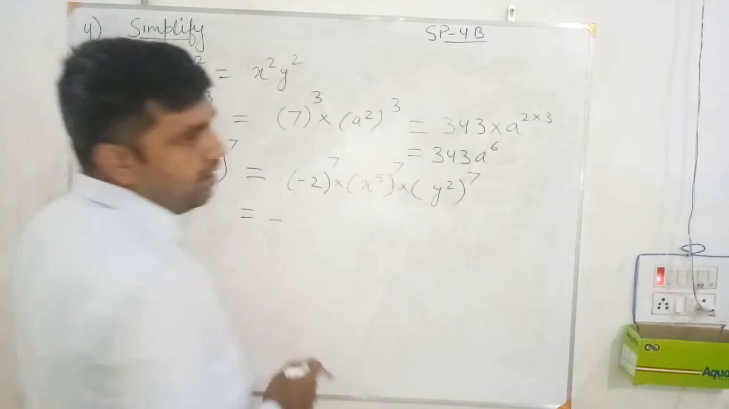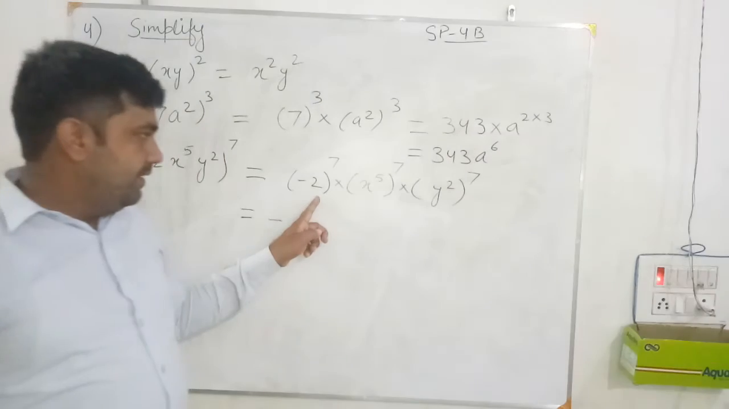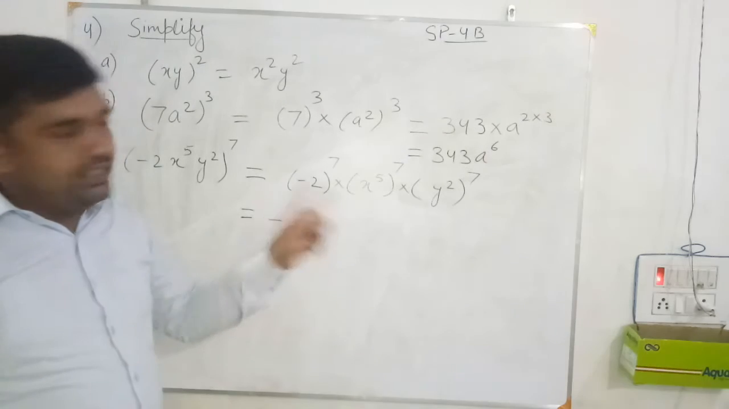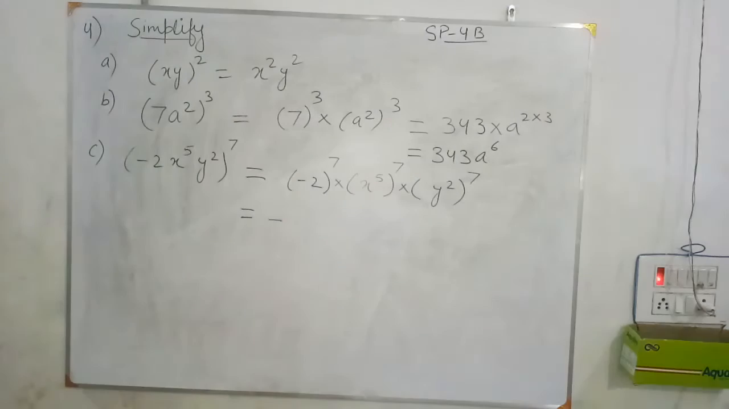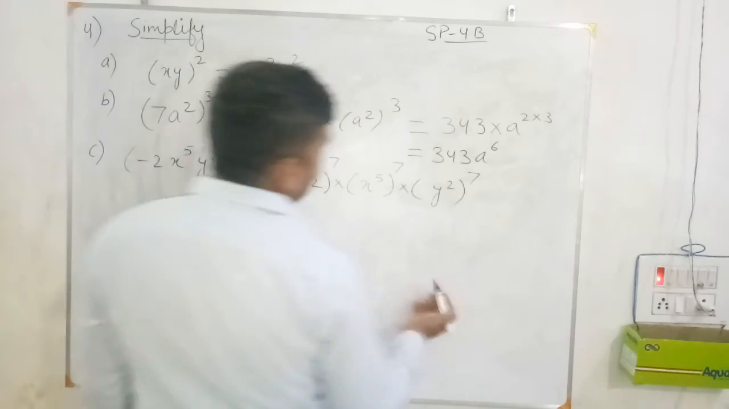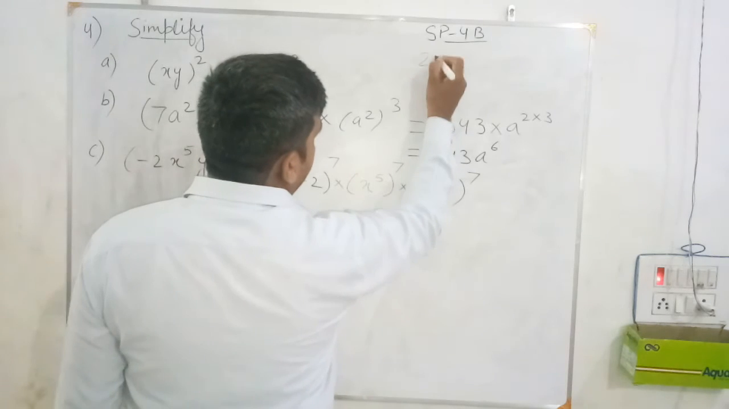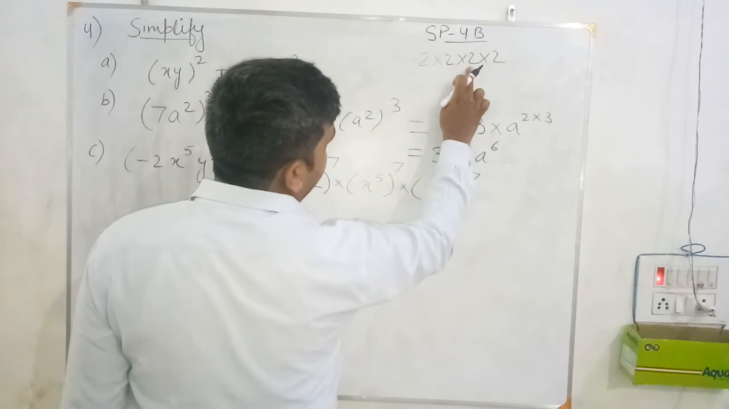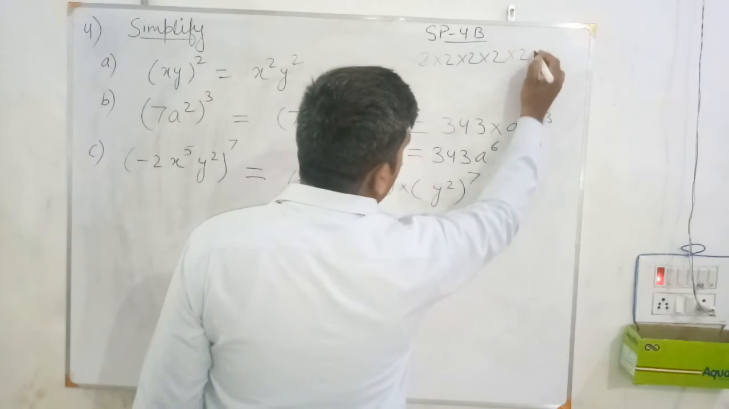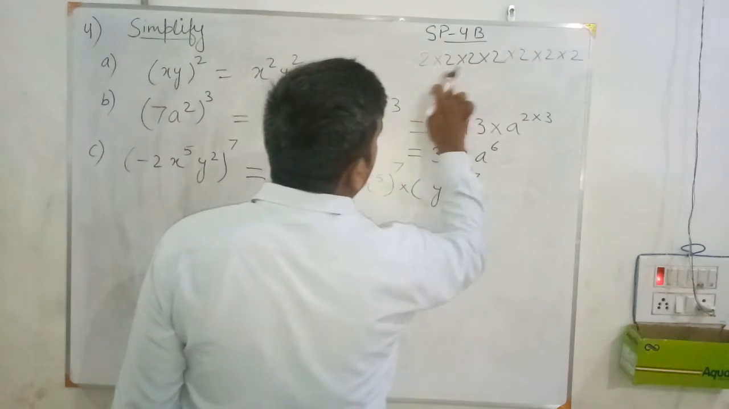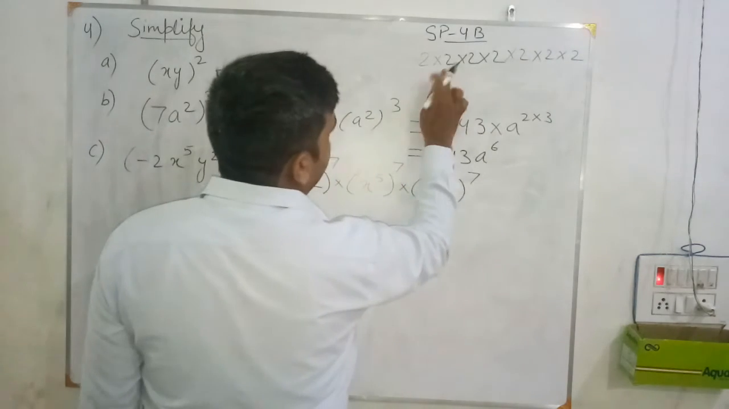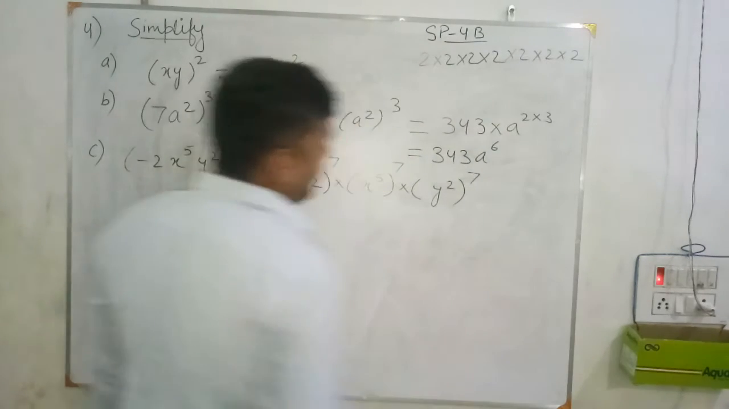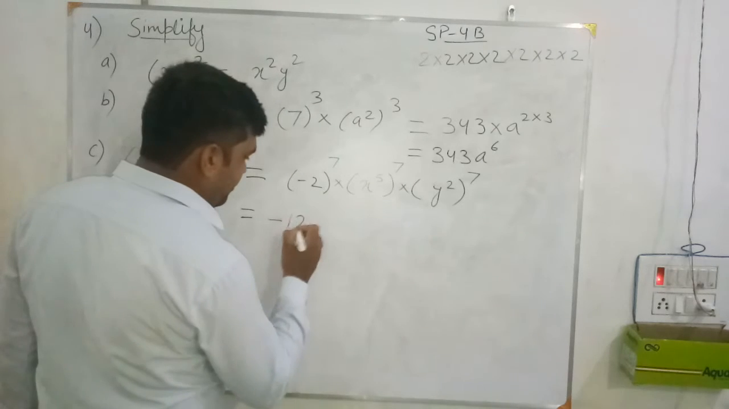Now the value of 2 to the power 7: 2 to the power 4 is 16, and 16 times 8 is 128, because 2 to the power 8 is 256. How do we see it? When you multiply 2 seven times: 2 times 2 is 4, 4 times 2 is 8, 8 times 2 is 16, 16 times 2 is 32, 32 times 2 is 64, 64 times 2 is 128. So we get minus 128.